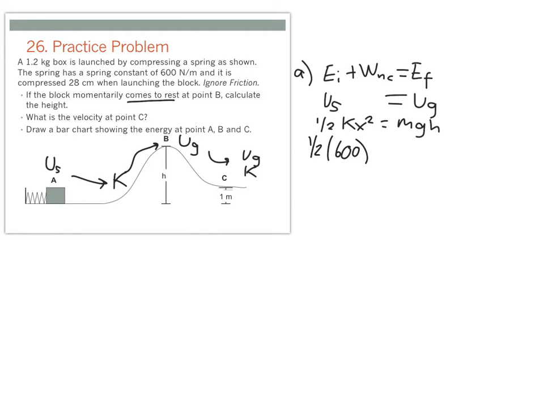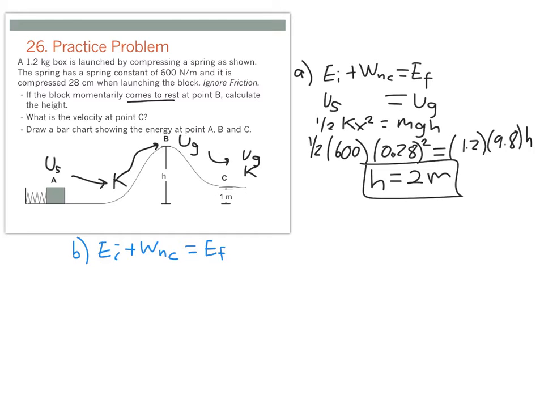My spring constant is 600. X, the distance the spring is stretched, is 28 centimeters, or 0.28 meters. And that's going to be equal to my mass, which I know is 1.2, times 9.8, times my height. And when I go ahead and solve for that height there, I get 2 meters as my height.